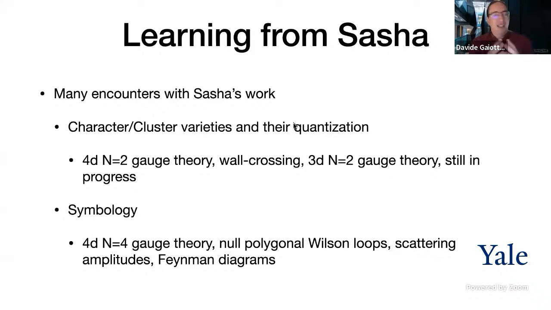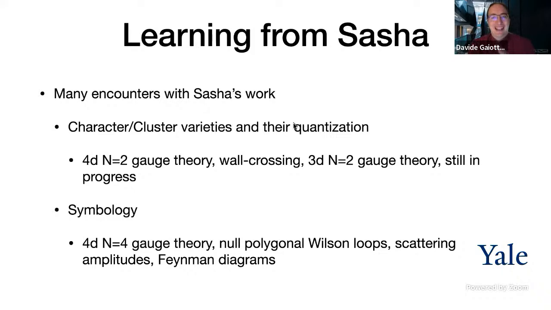And these ideas were very helpful in also studying things like three-dimensional N=2 gauge theories, and are still an important thread in the work we are doing on the subjects now. I also had a lot of fun learning how to think about transcendental functions and about structures which at first looked completely alien to me, like symbols and coproducts, and which turned out to be extremely helpful in making sense of things like Feynman diagrams in four-dimensional gauge theories.